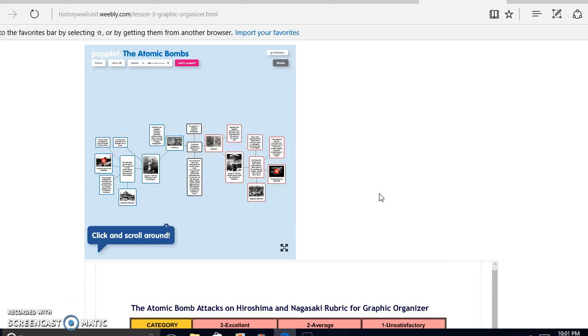The lesson activities for Lesson 3 are as follows. The teacher will explicitly teach the events of the dropping of the atomic bomb on Hiroshima and Nagasaki and how they impacted World War II. Students will create a concept map or graphic organizer using Popplet to create a map of the events that led to the atomic bomb attacks, and students will present their Popplet to their group of 4.